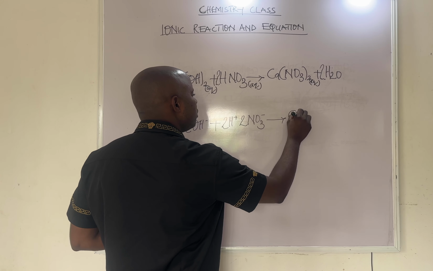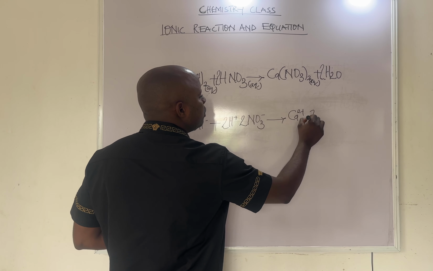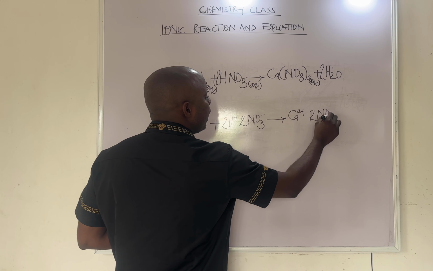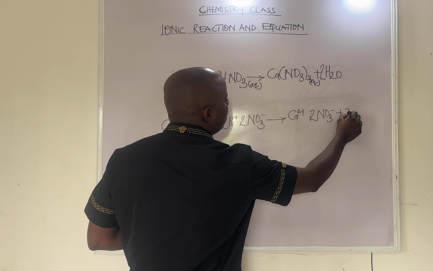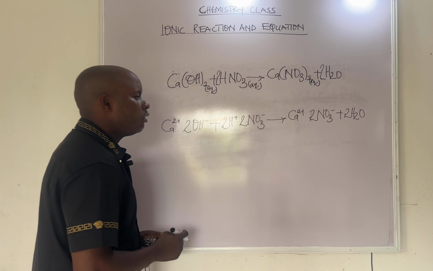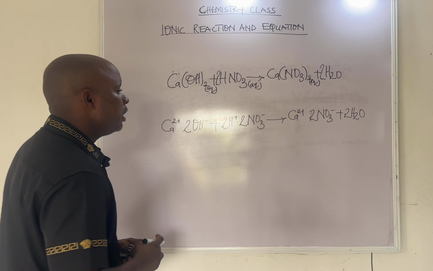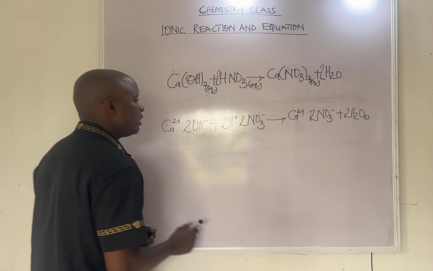You're going to have calcium 2 plus here, and 2 sodium nitrate, plus 2 moles of water, because water is a weak substance. It cannot be represented by dissociation. So a liquid here is represented as a molecule.